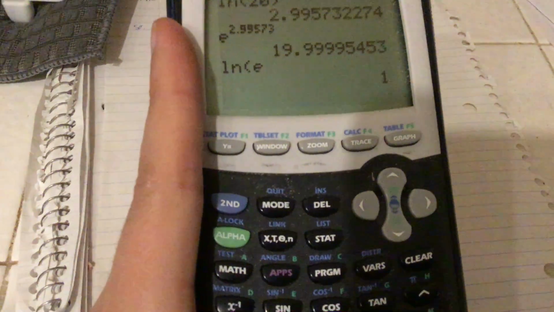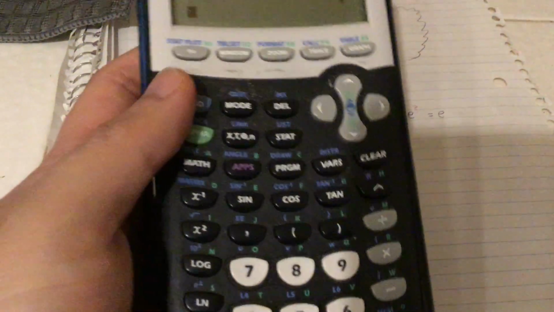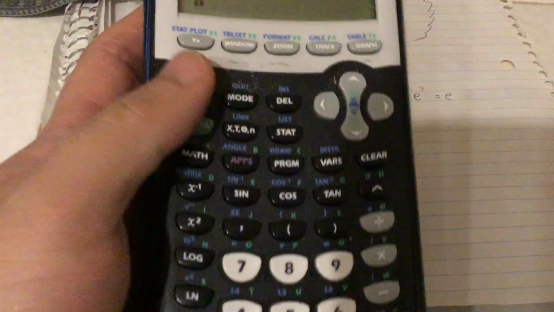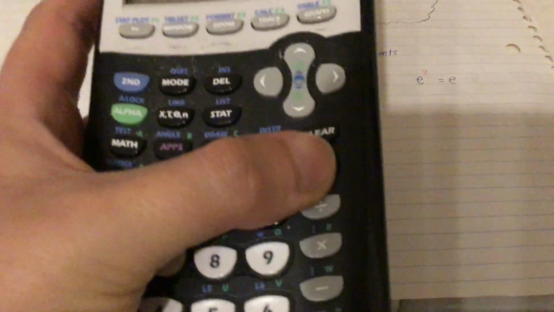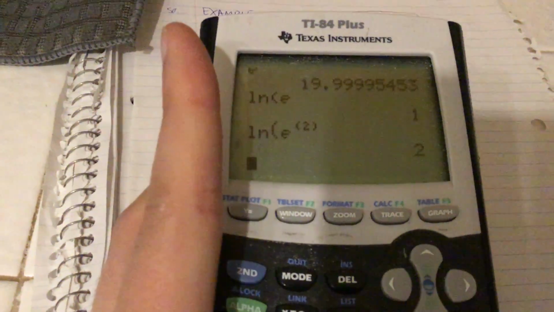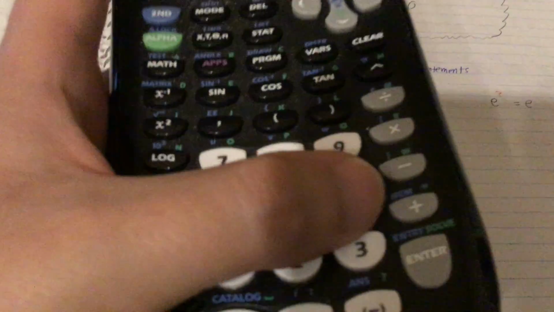I'm thinking it's to the first. So let's calculate the natural log of e. Natural log of e is 1. Well, let me check with the natural log of e squared. 2. And finally, the natural log of e to the third.